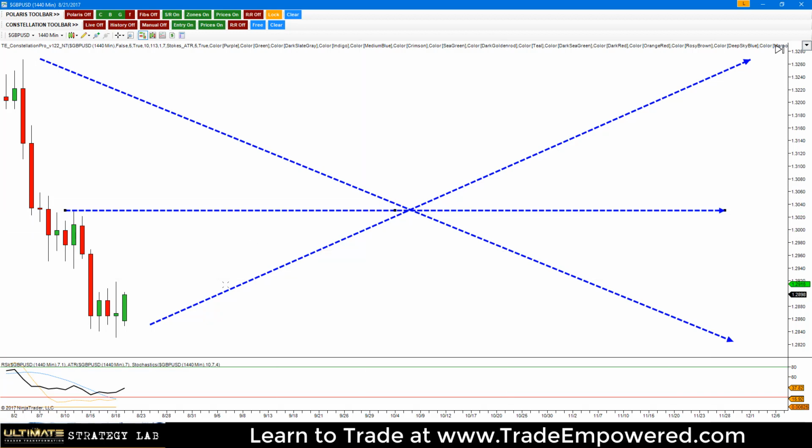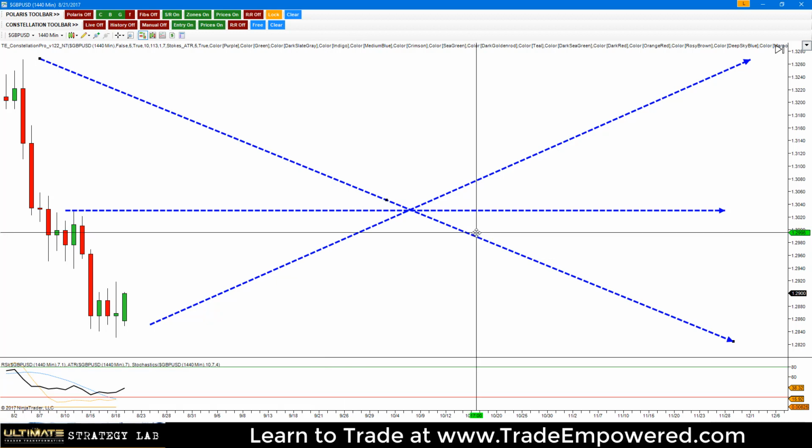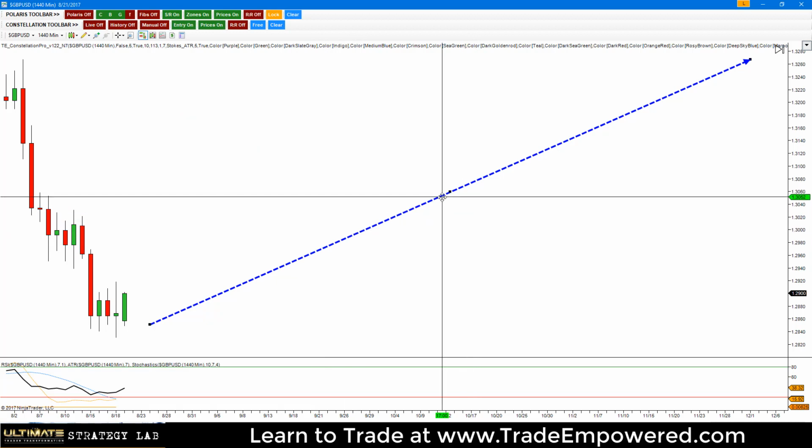Now, obviously a trend in real life doesn't actually look like this. It would be great if it did. Actually, it would be pretty bad because we never have a chance to get involved. But in real life, it ebbs and flows. So let's take a look at an example. What do you guys want to do? Downtrend or uptrend? Downtrend or uptrend?